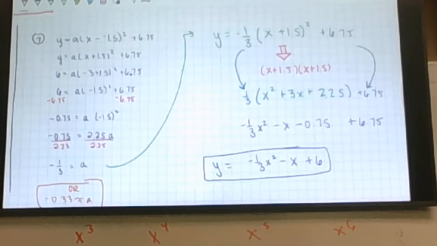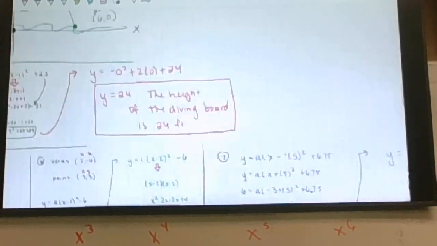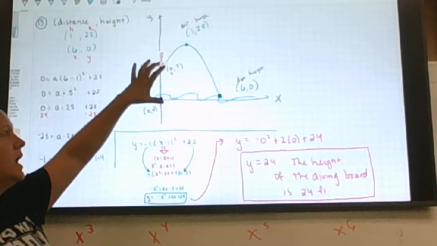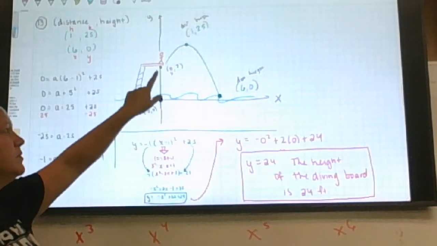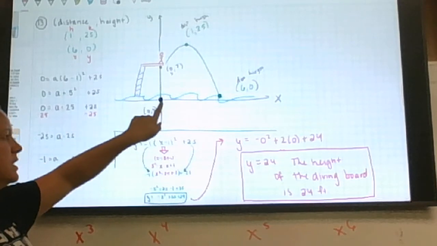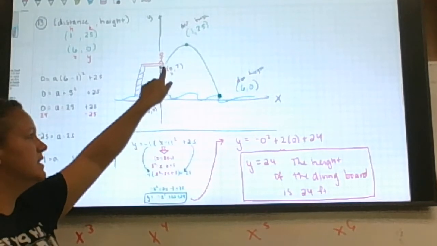I had to draw a picture for 13 and try to figure out what it was asking me, and I very much encourage you for word problems to draw a picture. Because I didn't know what they meant by how high is the diving board, right? So the diving board is where the person started. So the x value was 0, and we were trying to figure out how high.